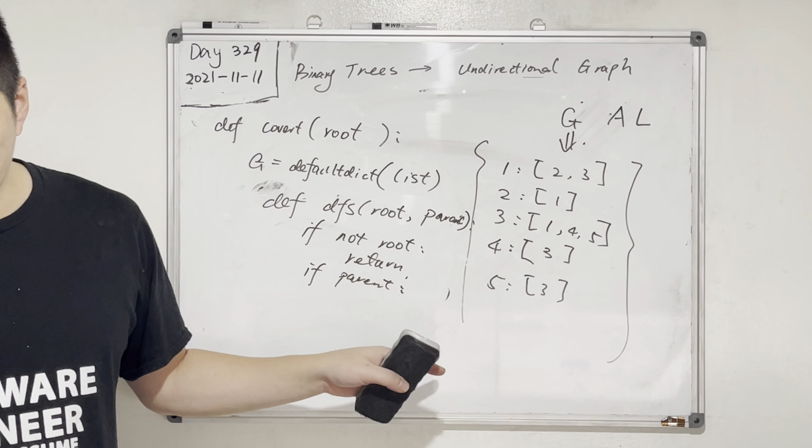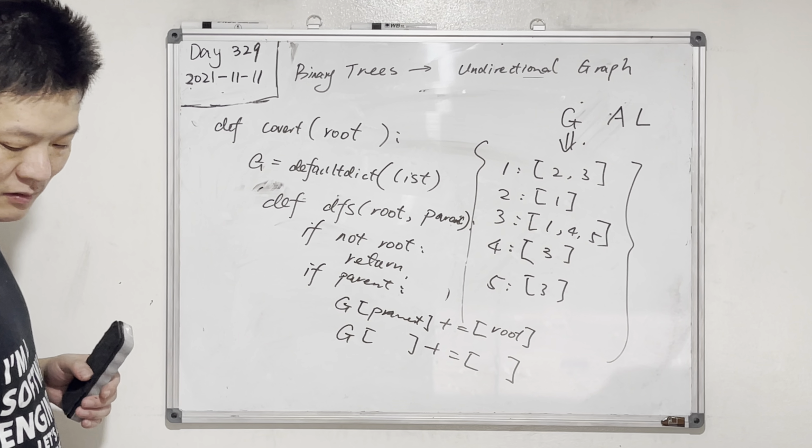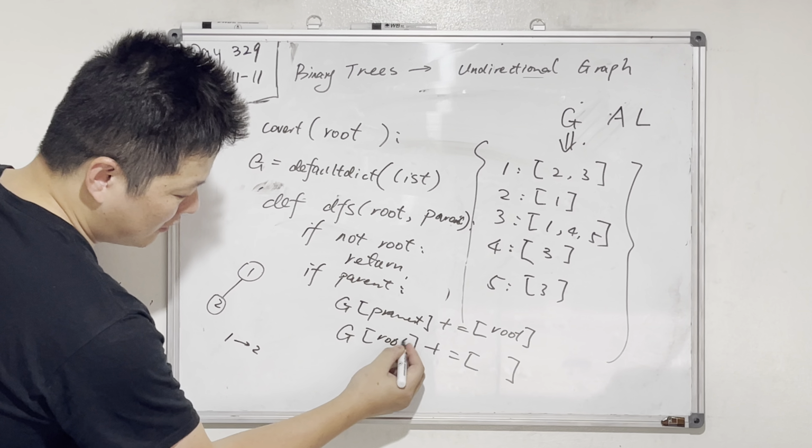Okay, can you tell me what's next? I'm adding an edge from the parent to the root. If I add the edge from parent to root, what do I need to add next? I already added the edge from 1 to 2, so what should I add? The other part. So g[root] plus equal what? The parent. Yeah, it's easier. And now we just have to traverse the left tree and right tree, right?